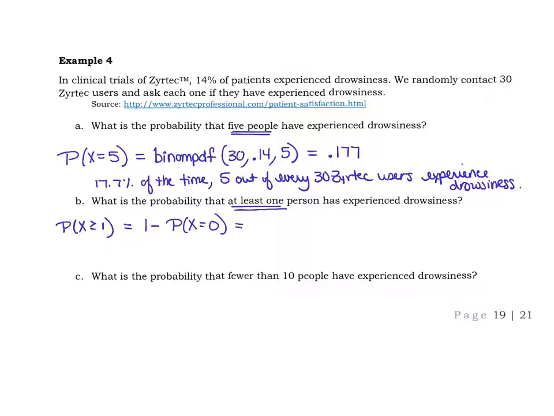So this is going to be 1 minus, and this is still, because it's now an equals, a binomial PDF. N is 30, probability of success is 14%, and we're looking at 0 people being drowsy. And this gives us a value of 0.989. In other words, 98.9% of the time, at least one out of every 30 Zyrtec users will experience drowsiness.